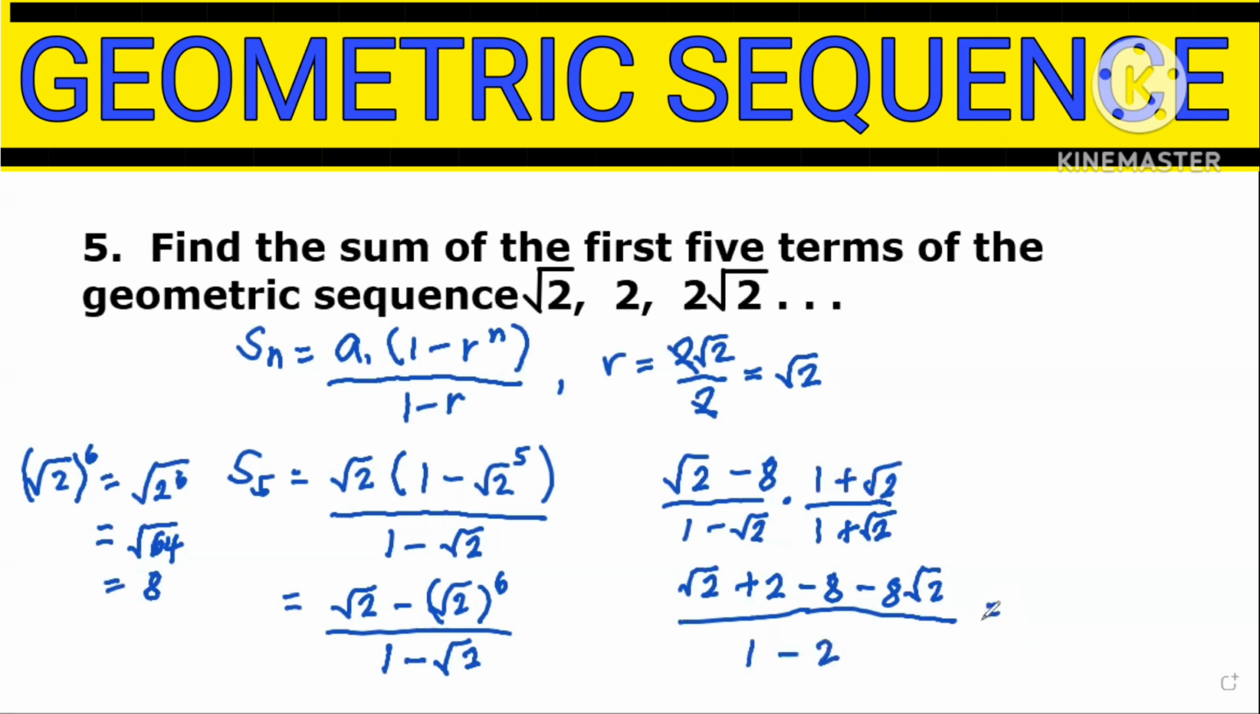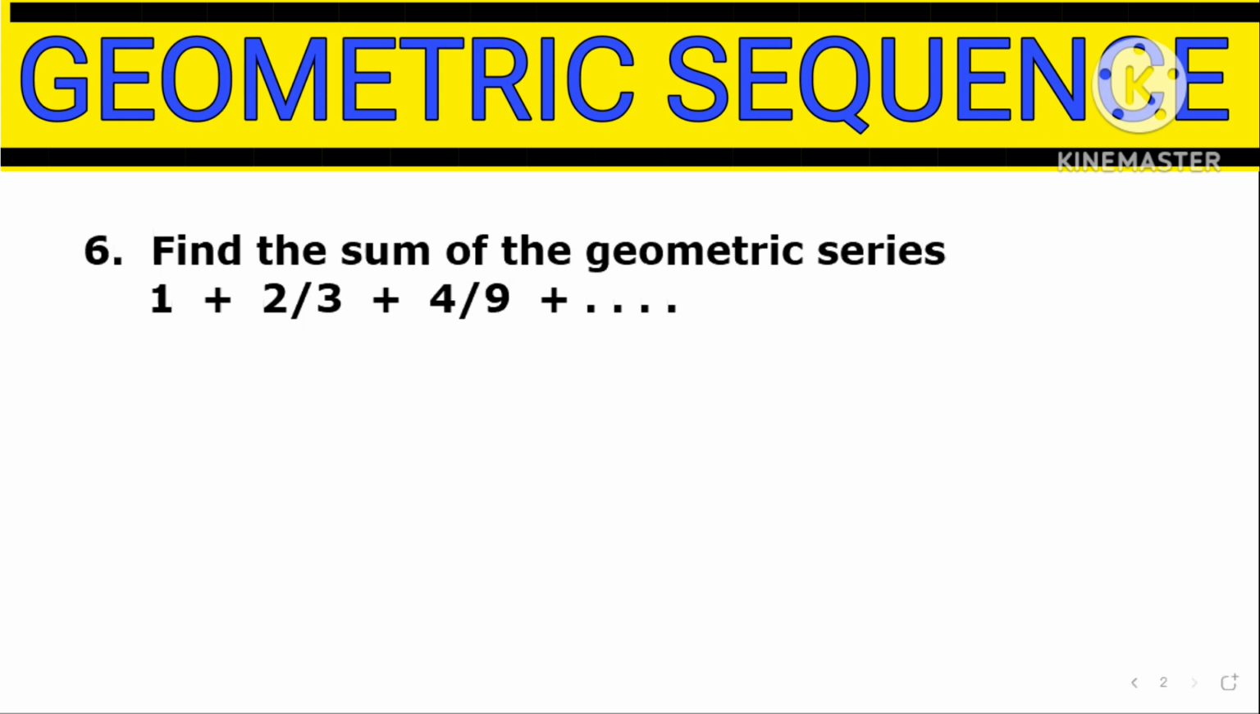So the numerator is, we can combine square root of 2 and negative 8 square root of 2. That is equal to negative 7 square root of 2. Plus 2 minus 8 is negative 6. Over 1 minus 2 is negative 1. Now, dividing both terms by negative 1, we have 7 square root of 2 plus 6. And that's it. 7 square root of 2 plus 6. Okay, last number, problem number 6.